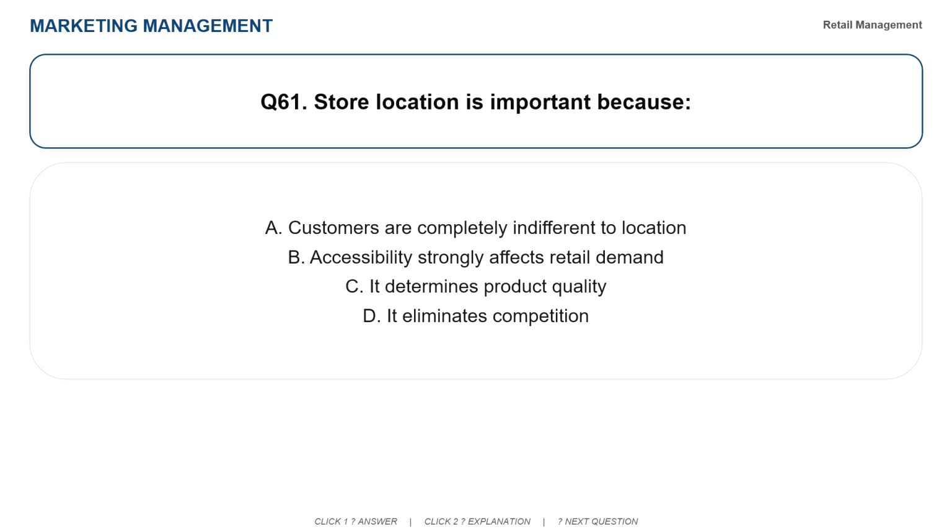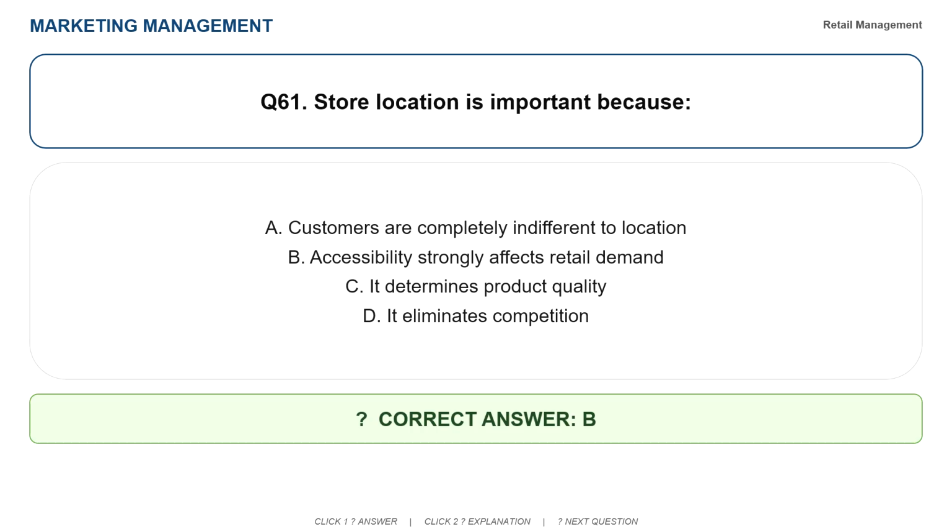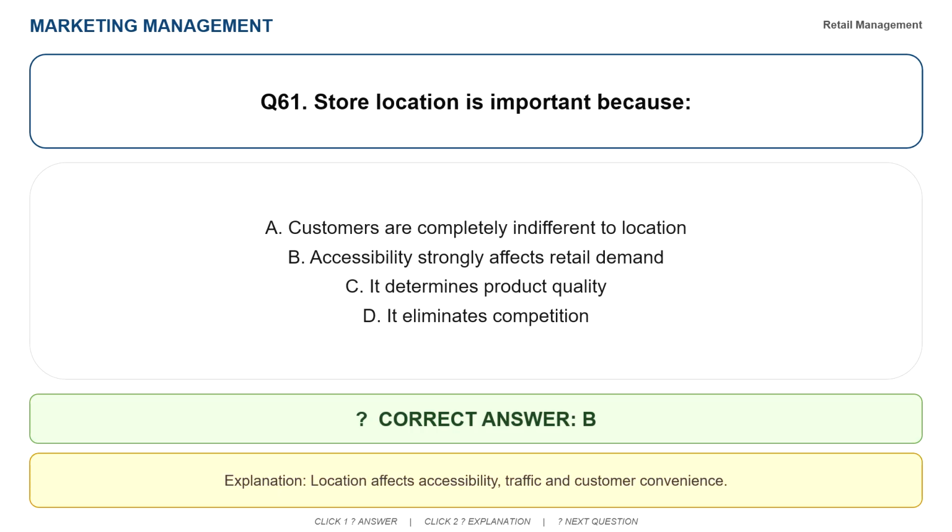Question 61. Store location is important because Option A, customers are completely indifferent to location. Option B, accessibility strongly affects retail demand. Option C, it determines product quality. Option D, it eliminates competition. The correct answer is B. Explanation. Location affects accessibility, traffic, and customer convenience.